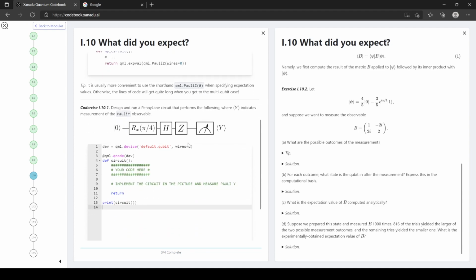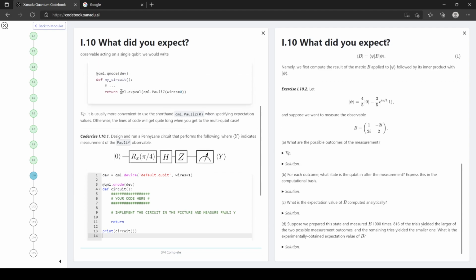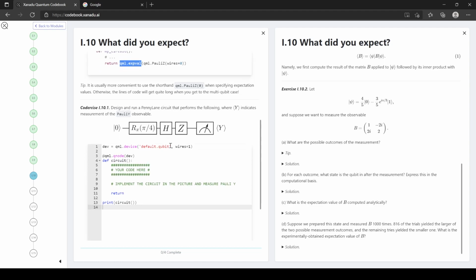We have this circuit design that we're working on. We got introduced to a new function, expval, which obviously gives us the expectation value of some observable. So we want to implement the circuit that they give us. So we can do the Rx gate, pi over 4. Once again, it's Hadamard, very annoyingly.